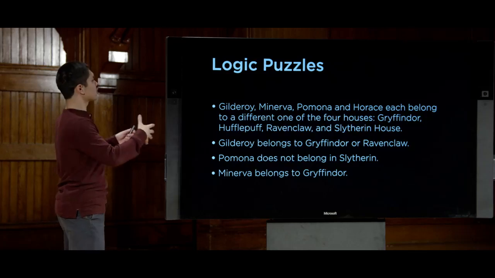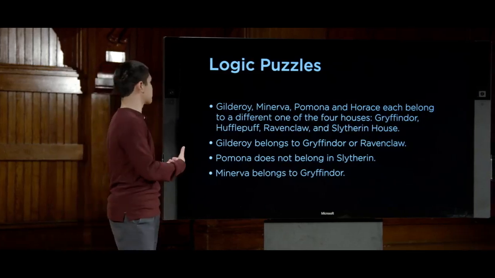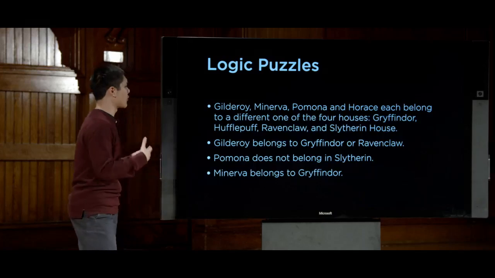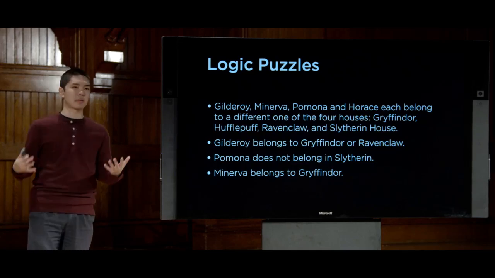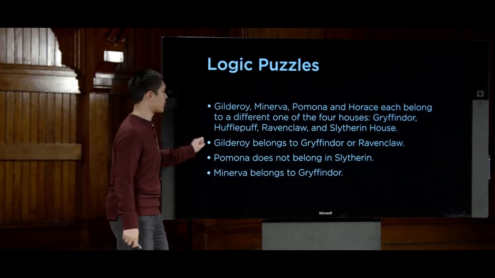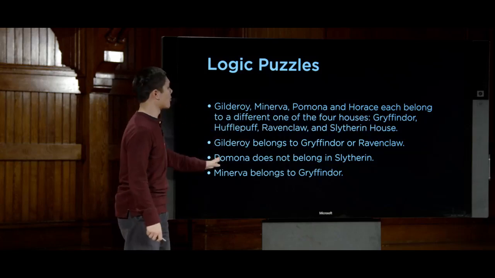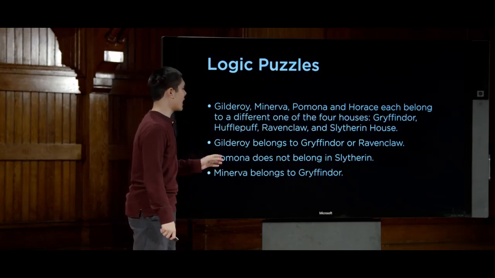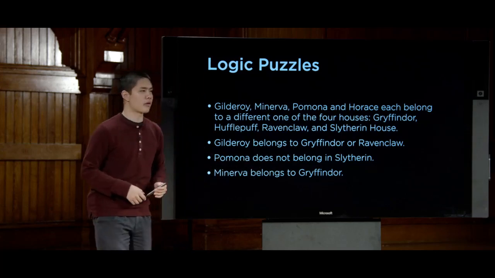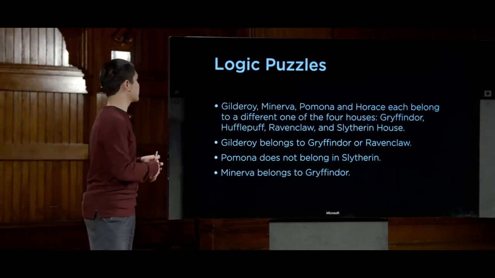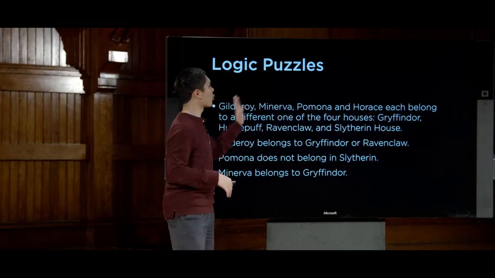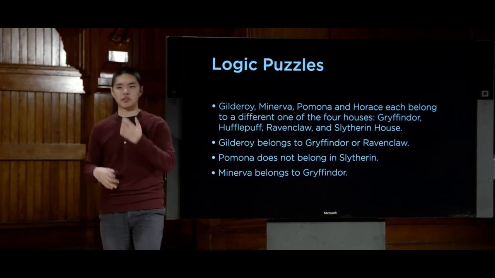Something like Gilderoy, Minerva, Pomona, and Horace each belong to a different one of the four houses: Gryffindor, Hufflepuff, Ravenclaw, and Slytherin. And then we have some information that Gilderoy belongs to Gryffindor or Ravenclaw, Pomona does not belong in Slytherin, and Minerva does belong to Gryffindor. So we have a couple pieces of information, and using that information, we need to be able to draw some conclusions about which person should be assigned to which house.